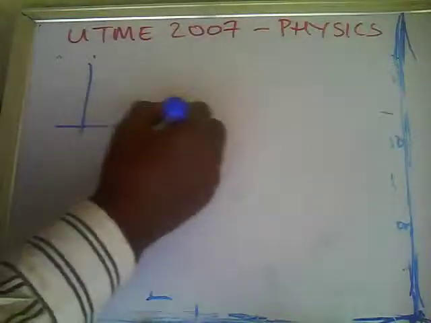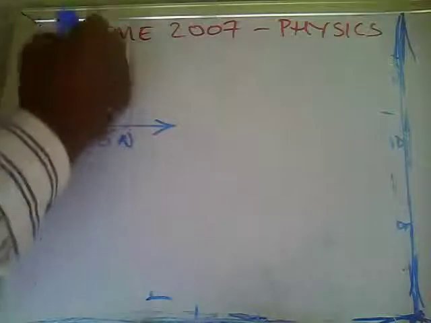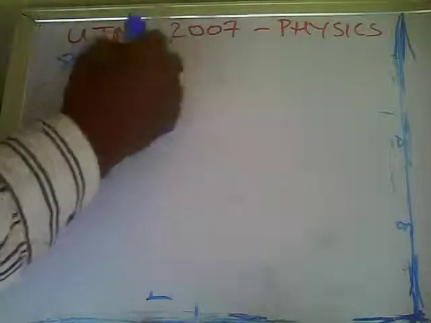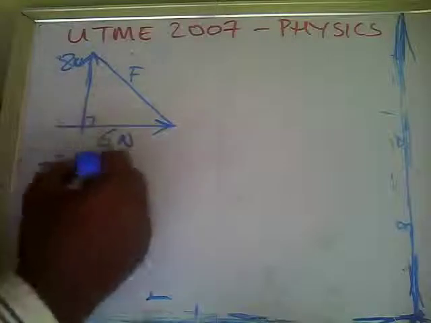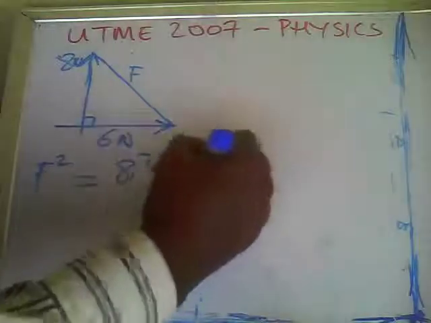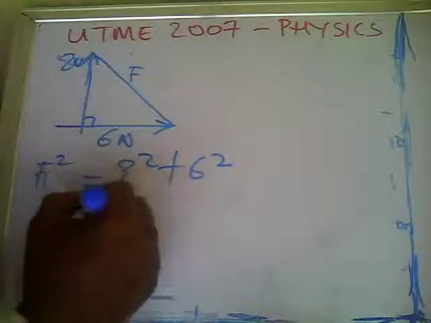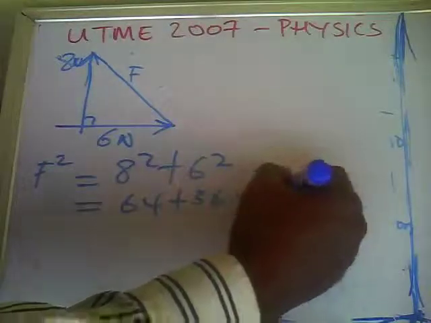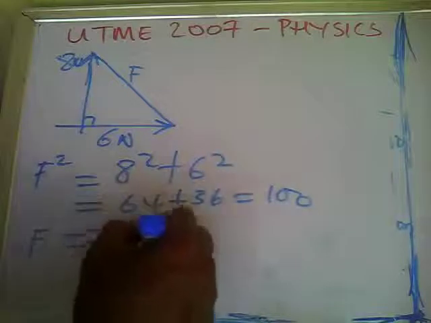So we said the two forces acting on the body are perpendicular, so that brings us to this diagram. One is 8 Newton, the other one is 6 Newton, perpendicular to each other, so we find their resultant. Let F be the resultant force. F squared is 8 squared plus 6 squared. That's from Pythagoras theorem, right? So we have 64 plus 36, which is 100. Automatically F is the square root of 100, which is 10 Newton.